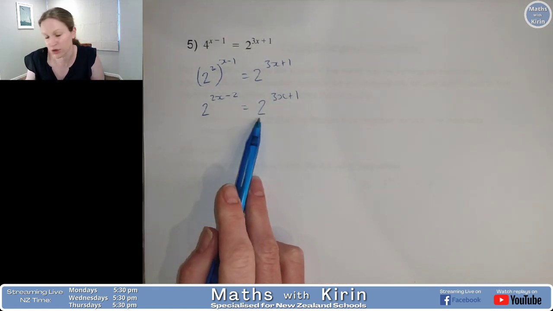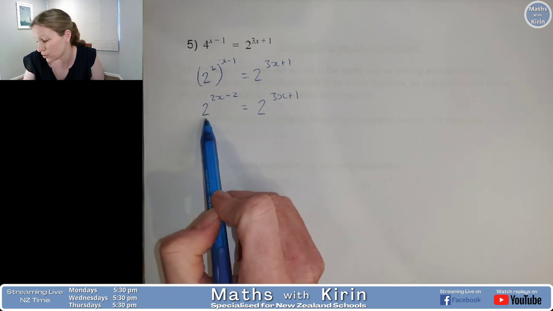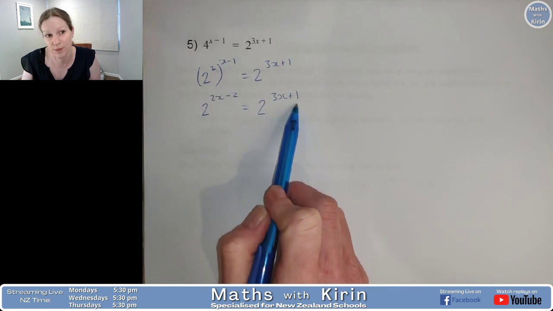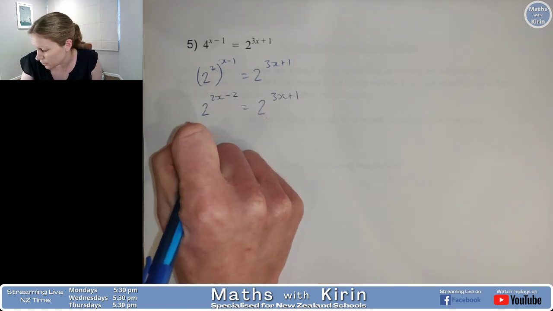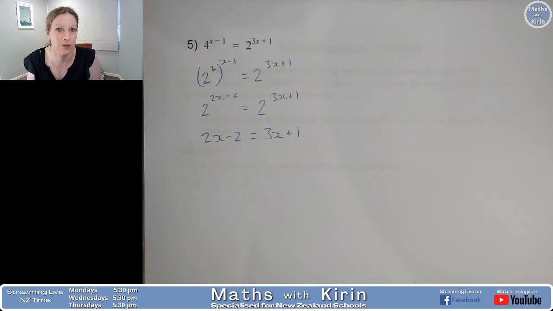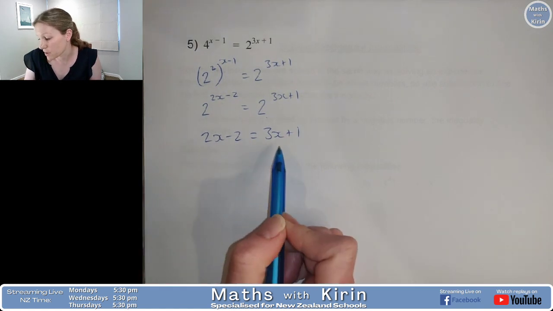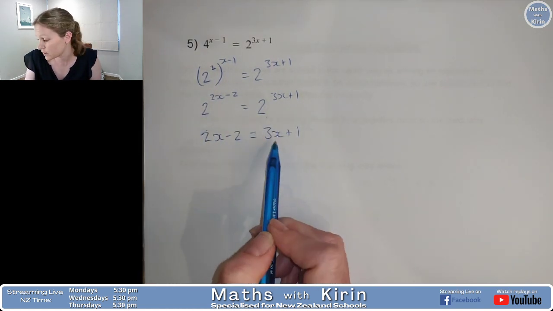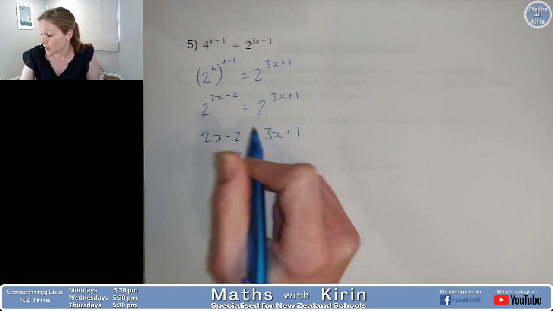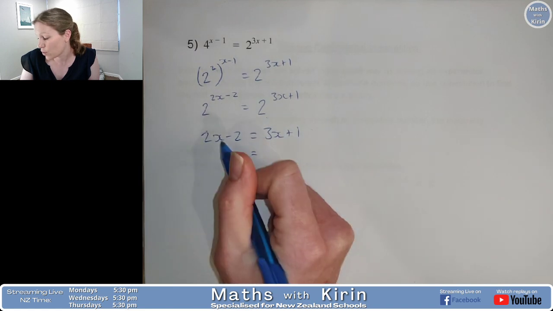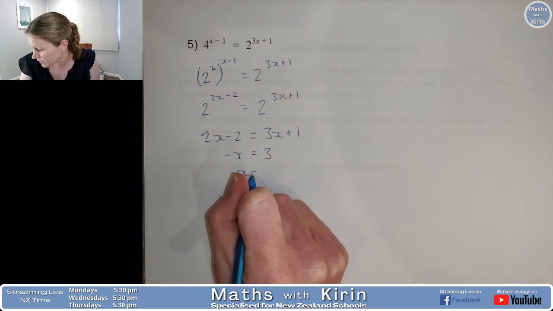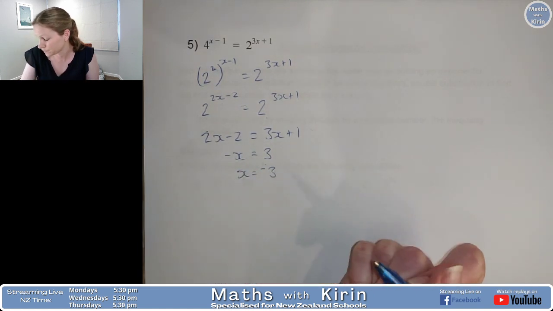Now we've got 2 as the base on both sides. So if 2 to the power of 2x minus 2 is the same as 2 to the power of 3x plus 1, then 2x minus 2 has to be the same as 3x plus 1. It's the only way that those two things are the same. So from here, we've got a linear equation, so we can solve it. Bringing our 3x across, 2x minus 3x is negative x. And bringing our negative 2 to the right-hand side, 1 plus 2 is 3. So if negative x is 3, then positive x has to be negative 3.